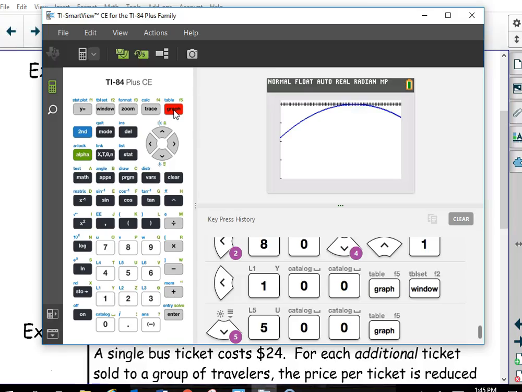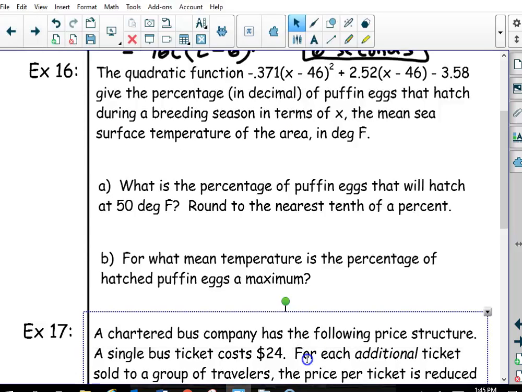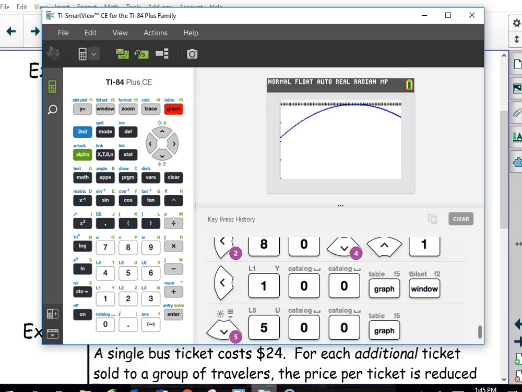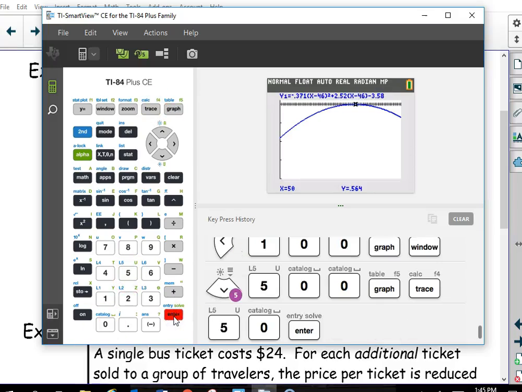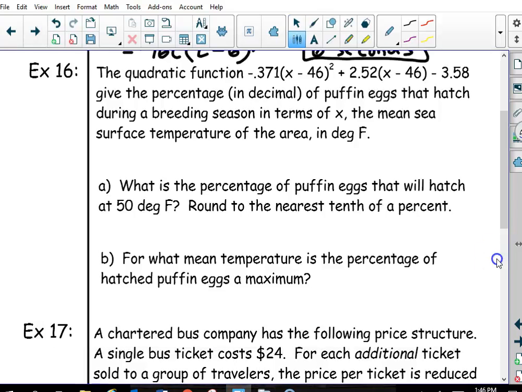Okay, so the easiest way to calculate what the value of this function is at, what number are we given? 50 degrees, is to use trace. So I'm just going to press trace, and if I type in 50, it's going to give me the y value. So type in 50, press enter, and it looks like we've got a decimal of 0.564. Let's go back and write that down. So what's the percentage of puffin eggs? So it's 0.564 or 56.4%.